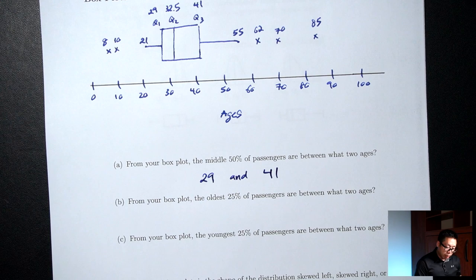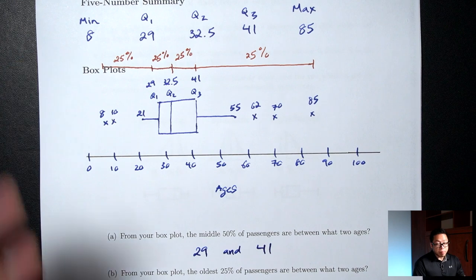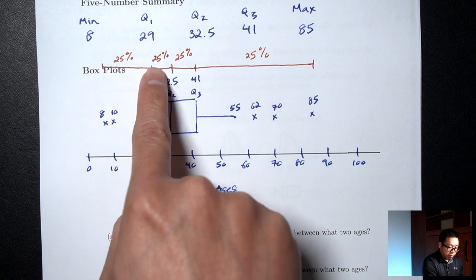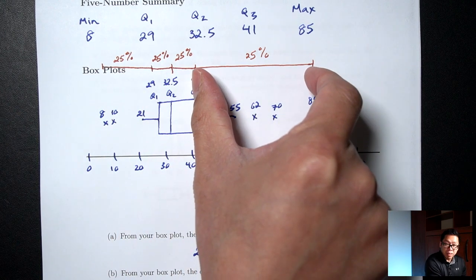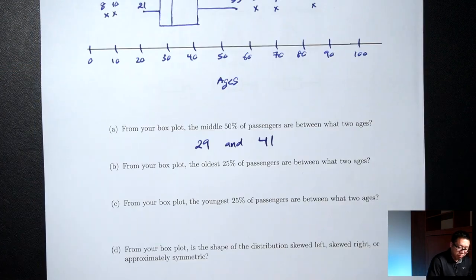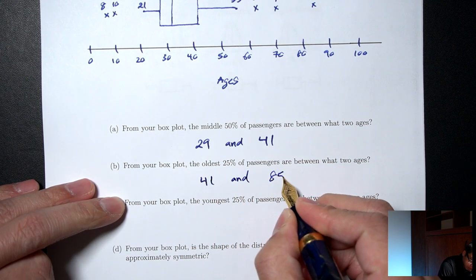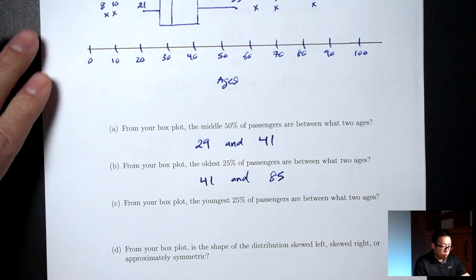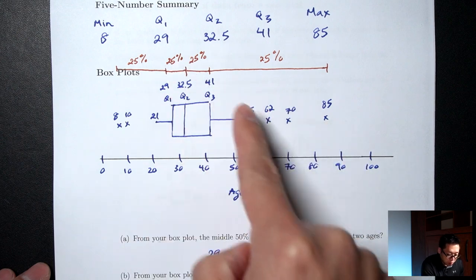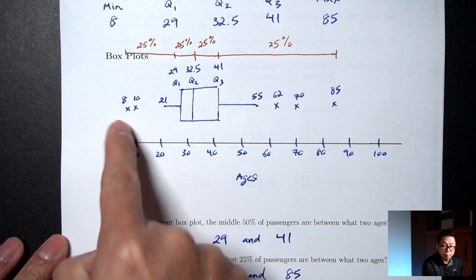Part B, from your box plot, the oldest 25% of passengers are between what two ages? Oldest, meaning the highest age, so the highest 25%, which would be this, right? That's the highest 25%, between 41 and 85. So remember, when you do the highest 25% and the lowest 25%, also include your outliers. Don't just stop at the whisker, right? Go all the way to your max and then go all the way to your minimum.